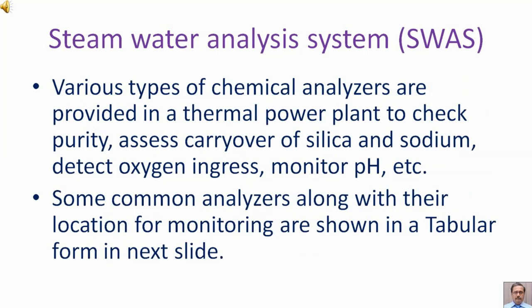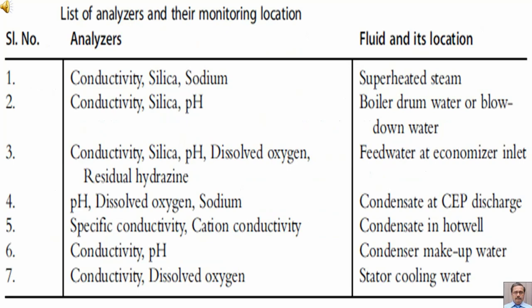Various types of chemical analyzers are provided in a thermal power plant to check purity, excess carryover of silica and sodium, detect oxygen ingress, monitor pH, etc. Some common analyzers along with their location for monitoring are shown in a tabular form in the next slide. List of analyzers and their monitoring location.